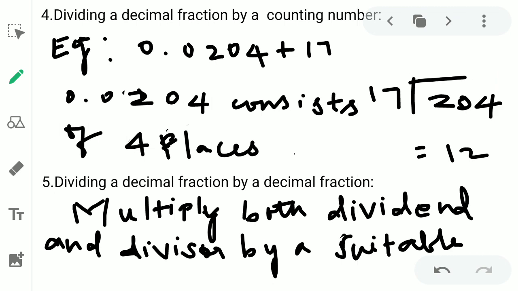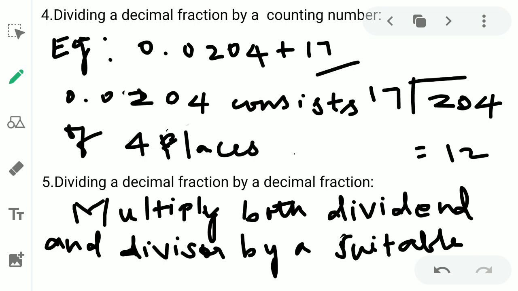Now, next one, dividing a decimal fraction by a counting number. Even though they have given in this example 0.0204, divide by 17, a decimal fraction by a counting number. It consists of 4 places after the point. So you have to divide 204 by 17, and you will get the answer as 12.